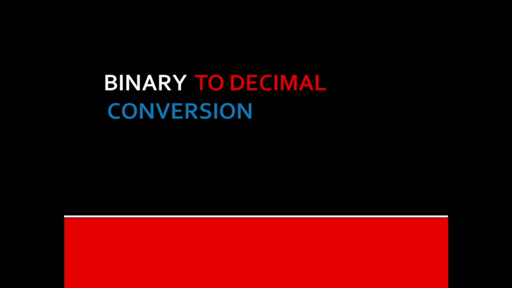Today we will be starting binary to decimal conversion. Yesterday we learned about what a decimal number system and a binary number system are. Today we will be learning the process of how we can convert a binary number to a decimal number. Let's begin. But before we start the conversion, we should know some rules.